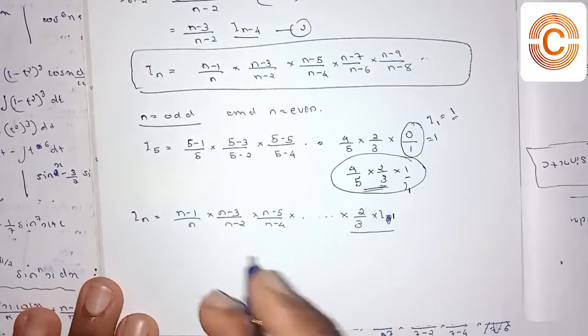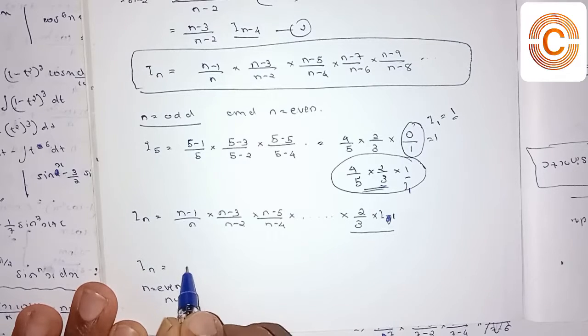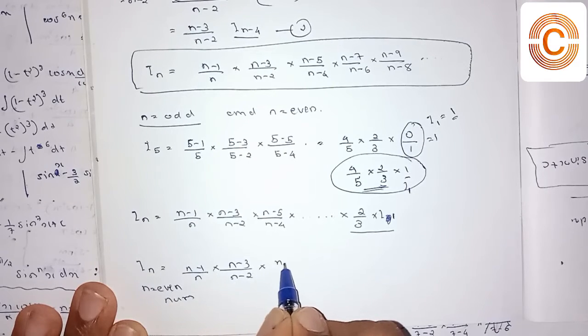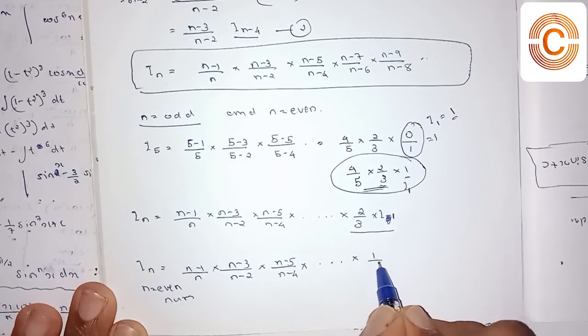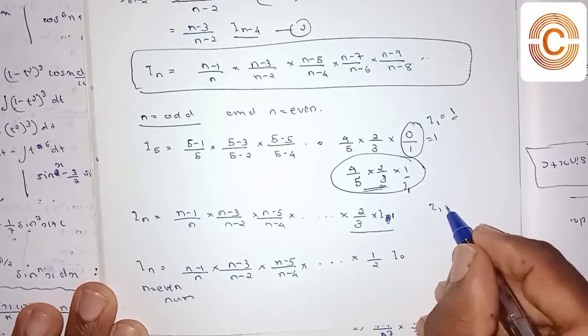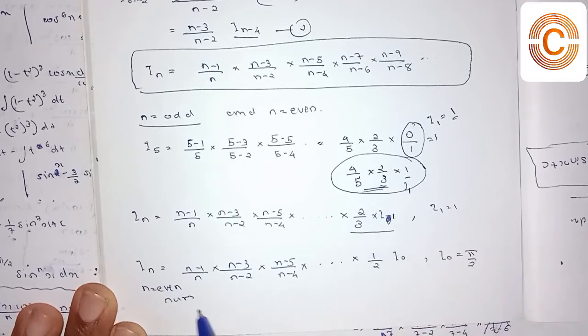Similarly, where n is an even number, In is equal to (n minus 1) divided by n, into (n minus 3) divided by (n minus 2), into (n minus 5) divided by (n minus 4), into etc., into 1 divided by 2 into finally I0. So we know I1 is equal to 1 and I0 is equal to pi by 2. So these are the formulas for the solution where In is equal to the integral from 0 to pi by 2 of sine raised to n x dx.